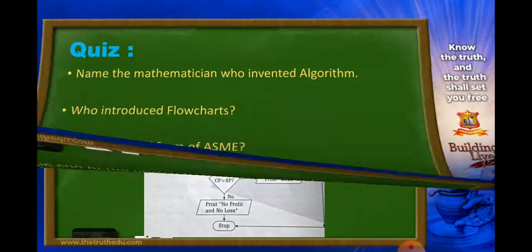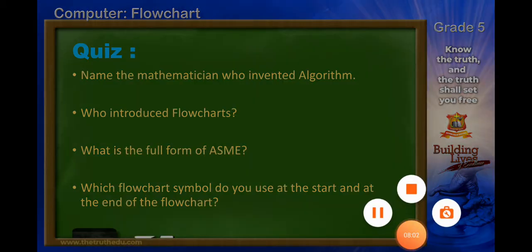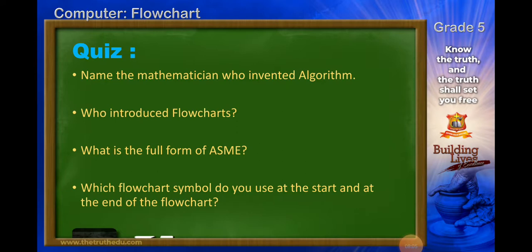So let's quickly, okay, we have a quiz here. Students, I want all of you to close your book and answer these questions. My first question is, name the mathematician who invented algorithm. Yes, if you have said Abu Zafar Muhammad ibn Musa al-Khwarizmi, then your answer is correct.